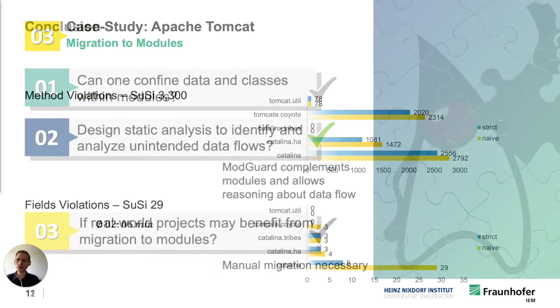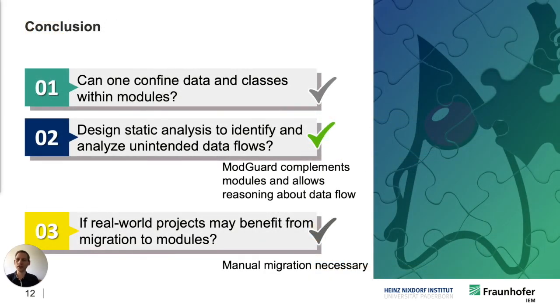To summarize, can one confine internal data and classes? Partially yes. The module system prevents types from escaping, but not instances of classes. But escape analysis like ModGuard may complement the module system and allow one to reason about data flow between modules and can help one to identify unintended data flows.